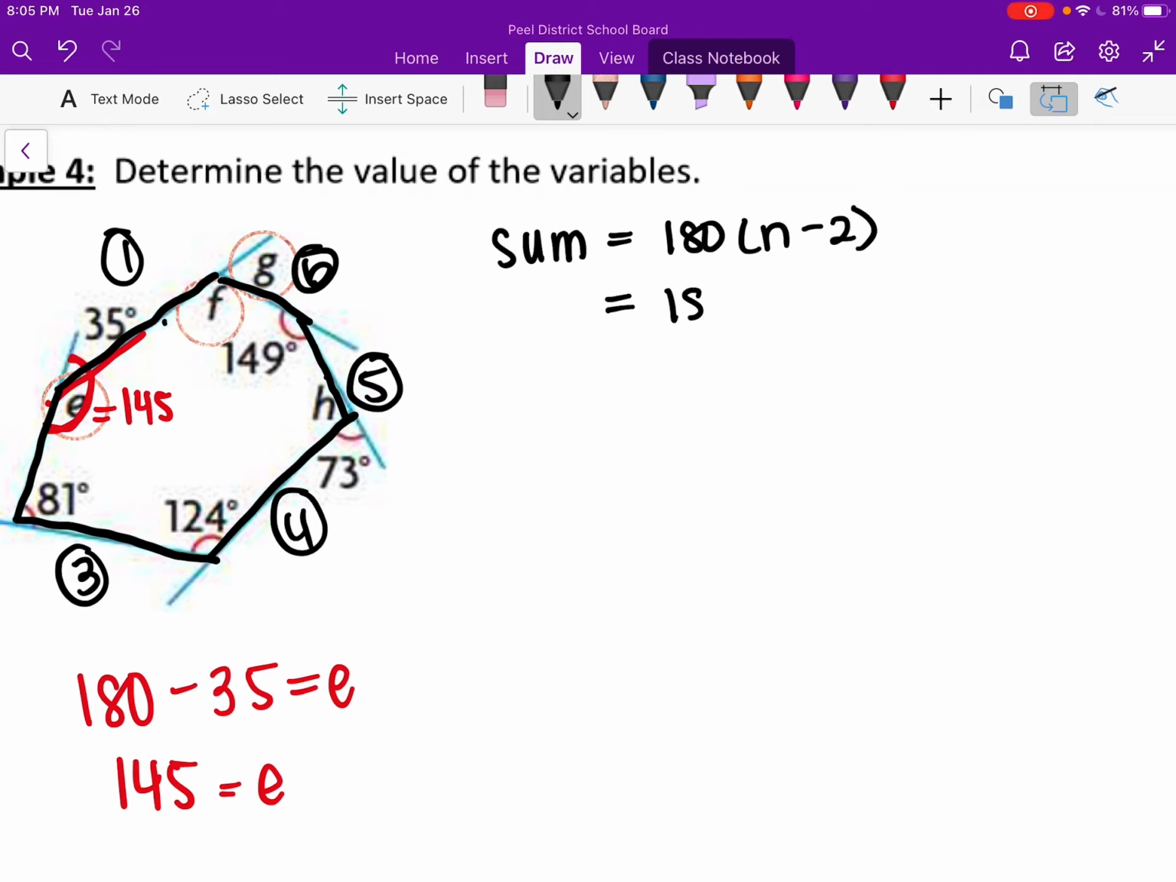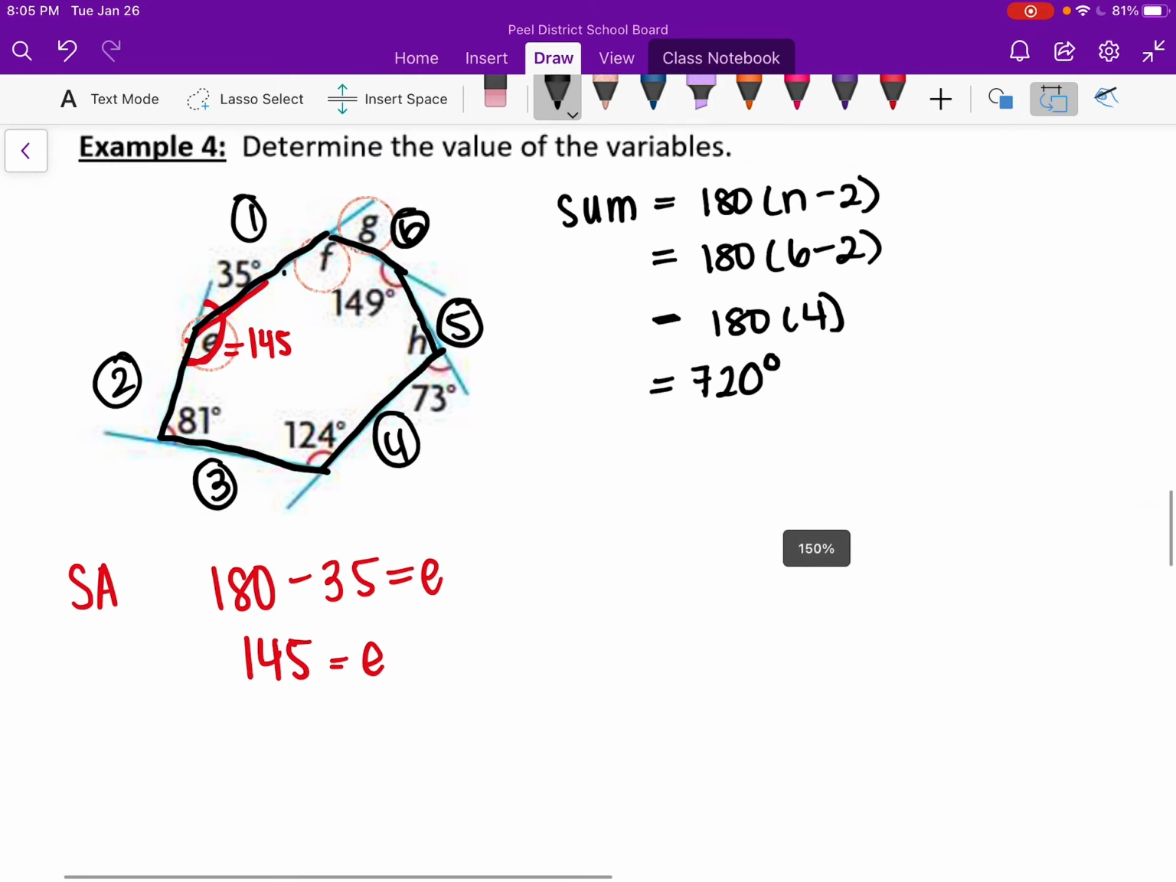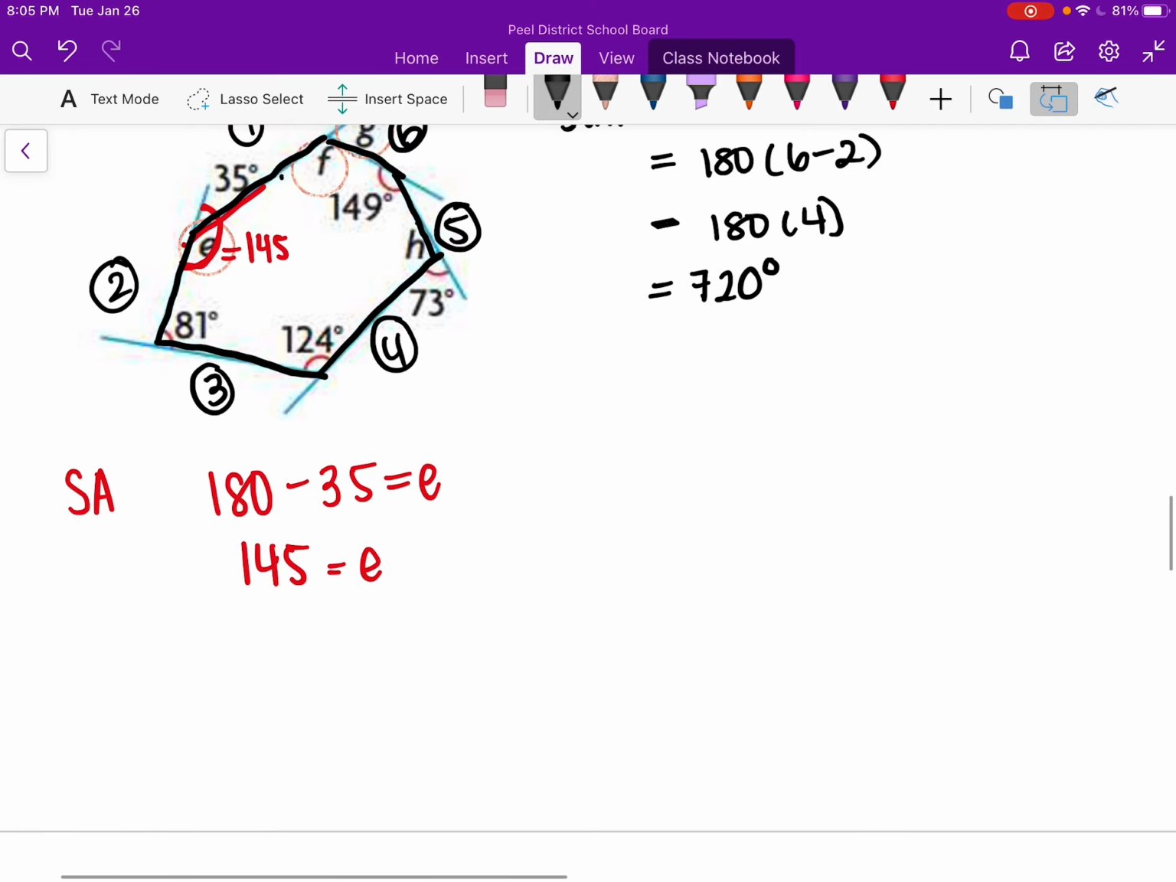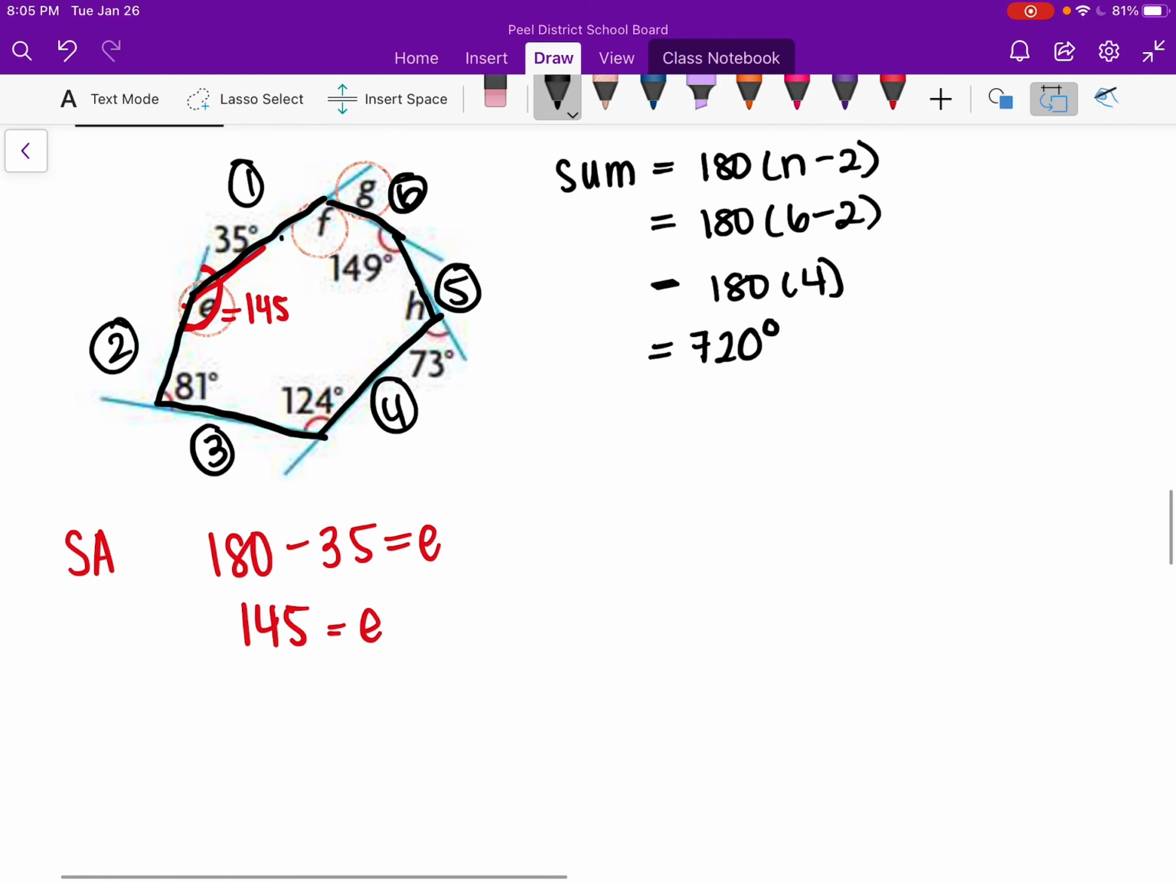There's going to be 180, and n is going to be 6 because I have 6 sides, minus 2. So 180 times 4 is going to give me 720 degrees, which means that when we add everything up inside that irregular hexagon, it's going to give me 720. So let's just go ahead and do that, right?